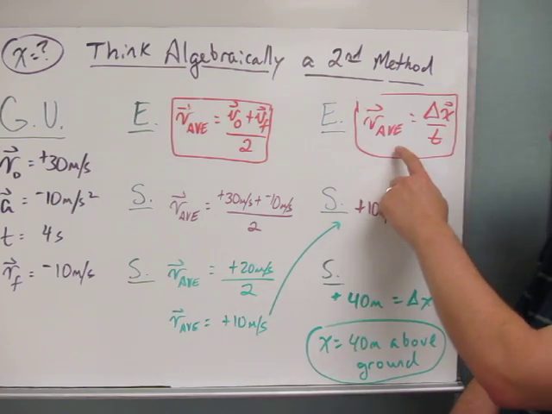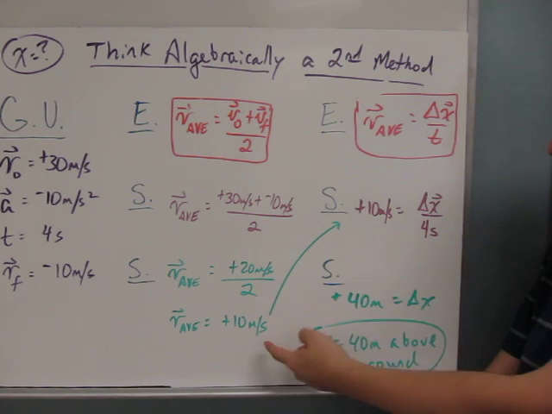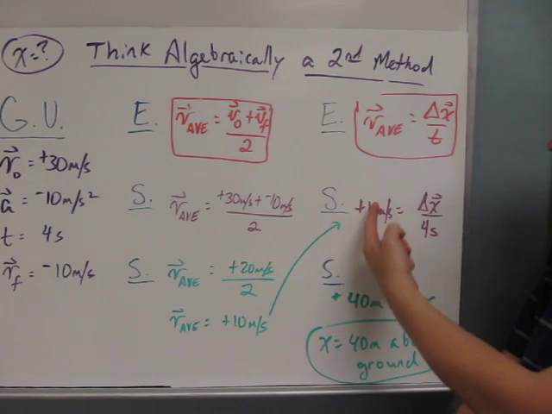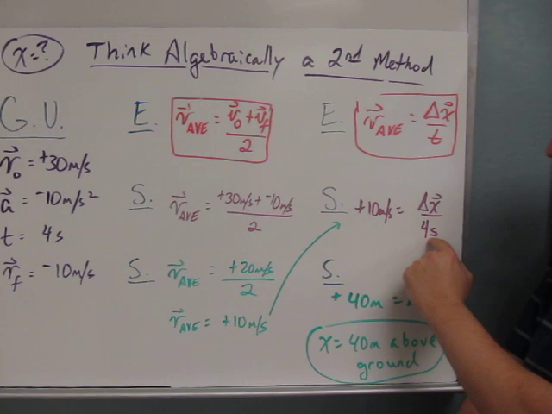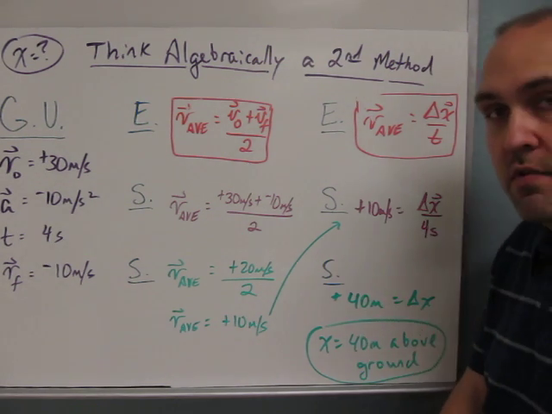And then I can use the other equation for average velocity and find the displacement. So the average velocity I took from here and plugged it in there, and the time is 4 seconds, and 4 times 10, of course, is 40. And so we get 40 meters above the ground as well.